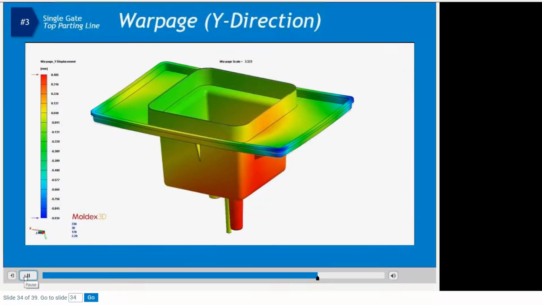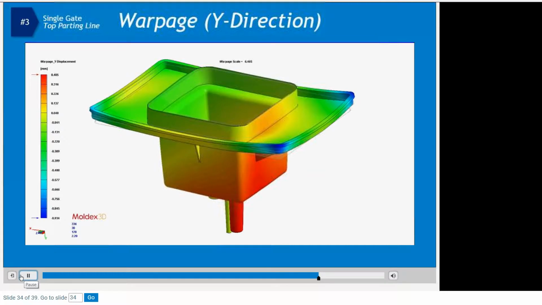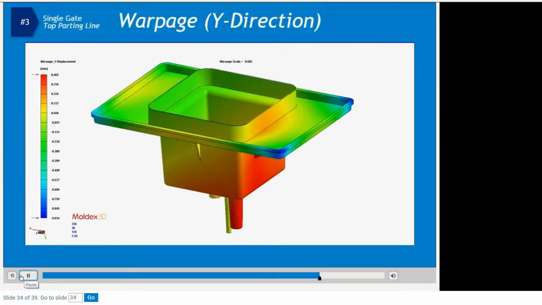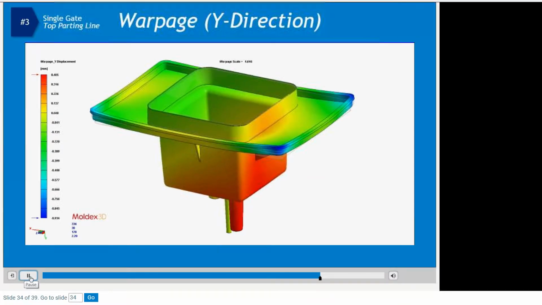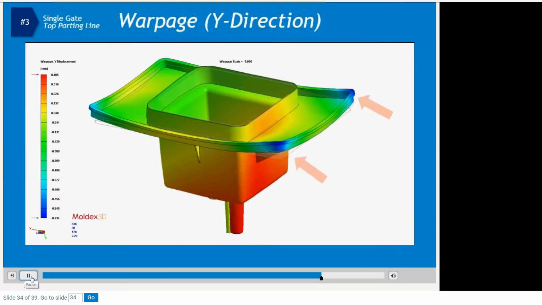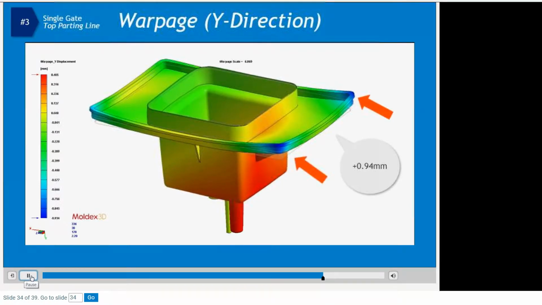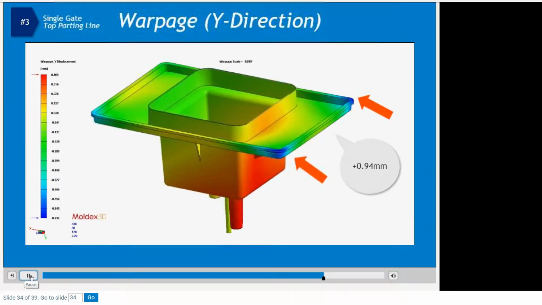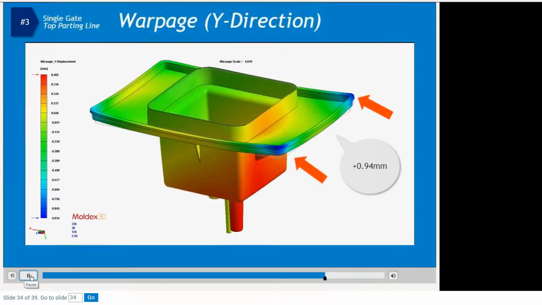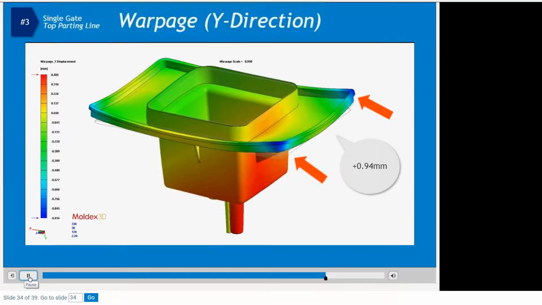The next evaluation for the single top gate example again shows non-uniform warpage behavior. The two corners that fill last have the highest warpage of almost 0.94 millimeters. The uneven fill behavior results in uneven fiber orientation and therefore non-uniform warpage.